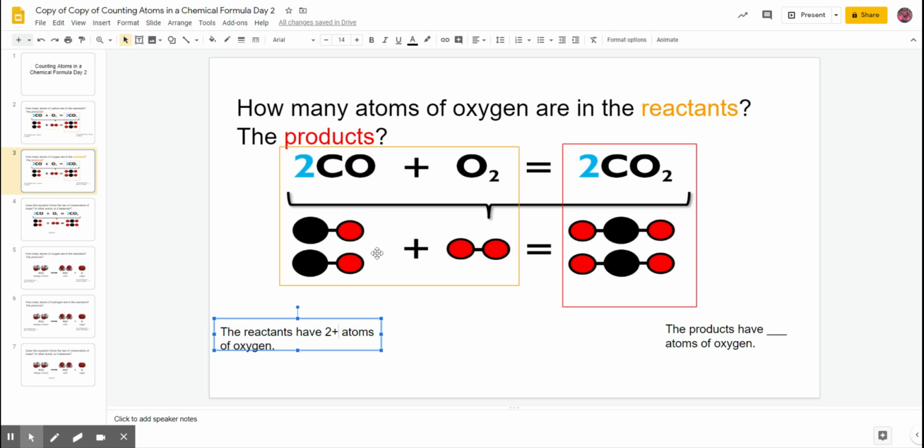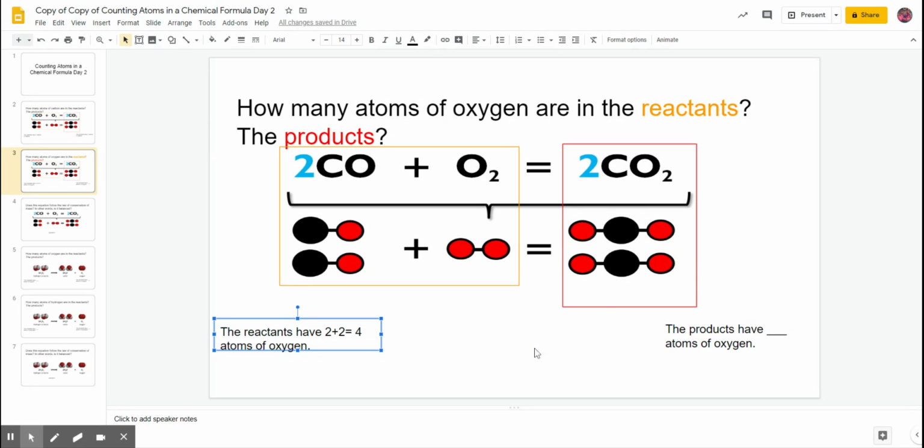So if I look right here, I do have a coefficient. My coefficient is 2. 2 multiplied by 1 is 2. So I'd get 2 plus 2 equals 4 atoms of oxygen. And I can confirm that by counting how many of the red circles there are. 1, 2, 3, 4. And that makes sense. Yep. Now let's look on the product side.